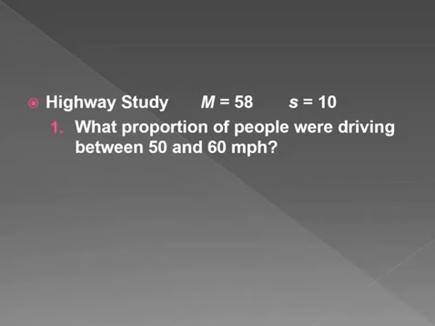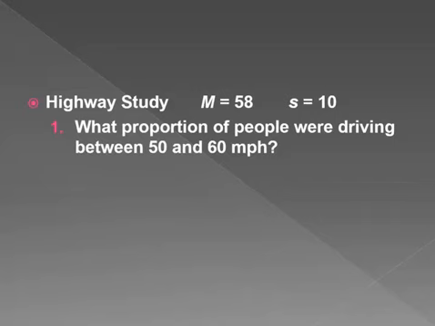So let's say we have this data, right? A highway department conducted a study measuring speeds on a highway. And the average speed they reported was 58 with a standard deviation of 10 miles per hour. So the average speed on this highway was 58 miles per hour, over a specific period of time, with a standard deviation of 10 miles per hour. And they reported that the distribution for these data was approximately normal.